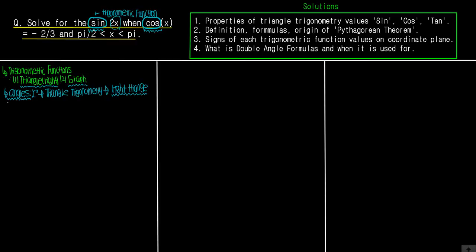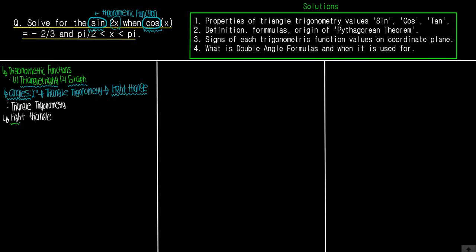And what is the most important thing in our triangle trigonometry? Well, the most important thing in our trigonometry that differs from the trigonometric function will be, firstly, our right triangle. And people might think, why do we need to apply our triangle trigonometry to our right triangle? Well, we're going to explain in a little bit more detail as we solve this question.